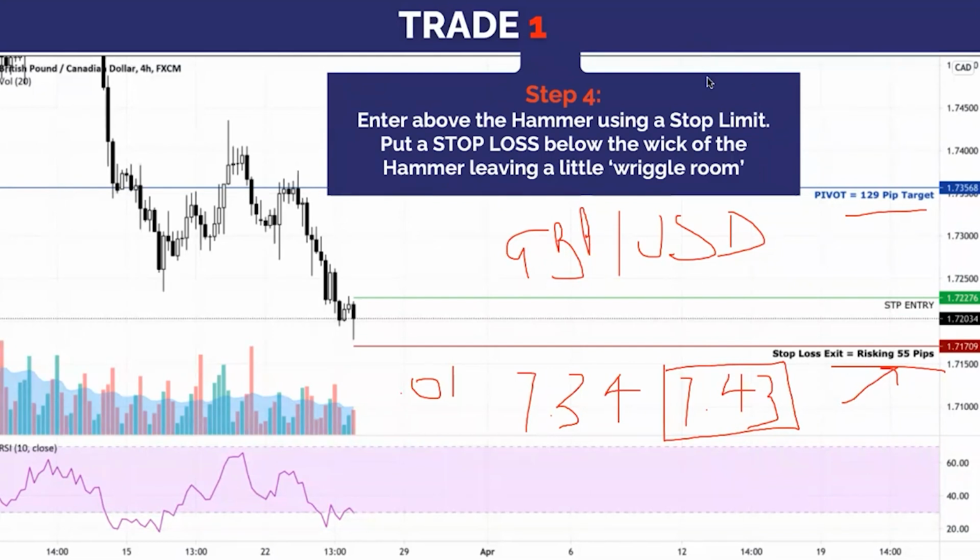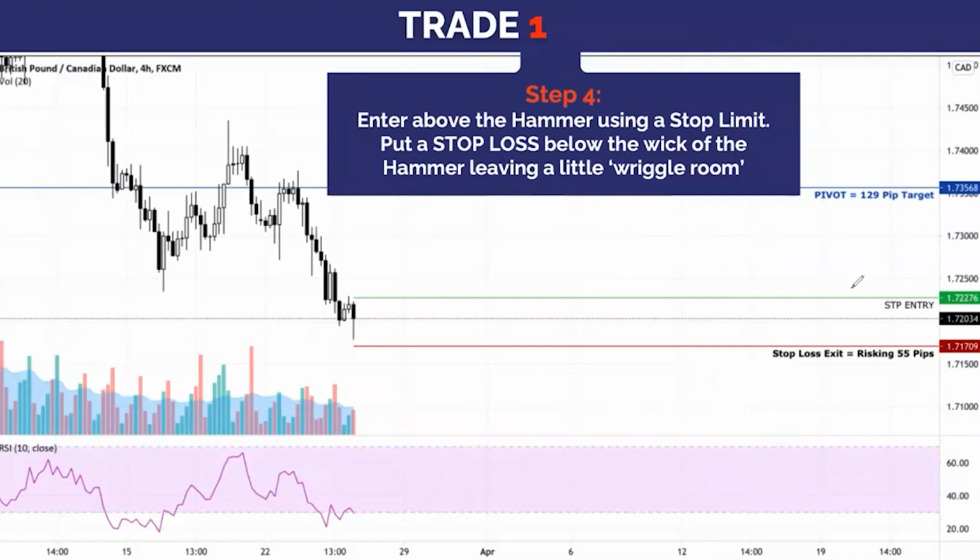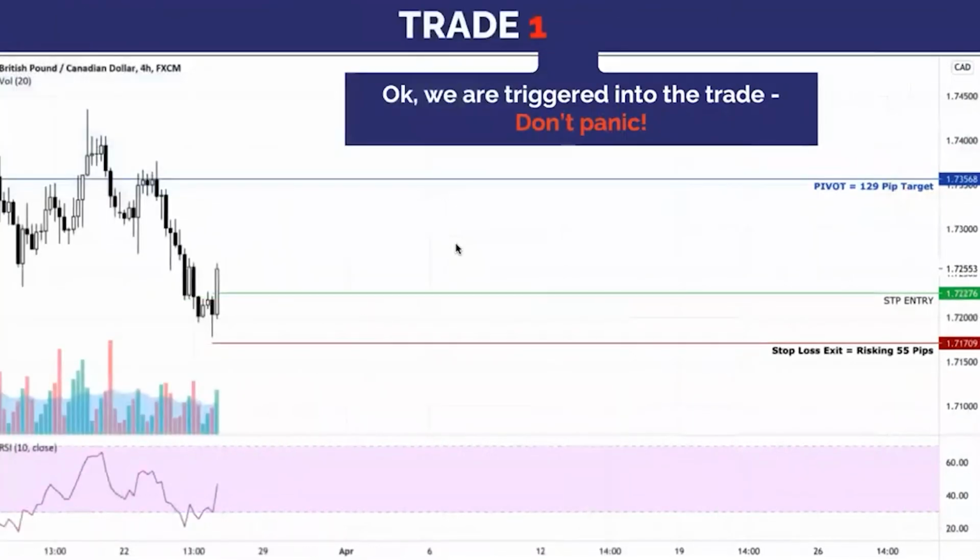So getting back to the trade, yep, risk to reward's there. It's risking 55 pips to make 129. We're good to go with that. Let's just see what happens then when we get into the trade. So we set that up, we go to our order to the broker, we put it in, big candle comes in next. Okay, cool, we're triggered.